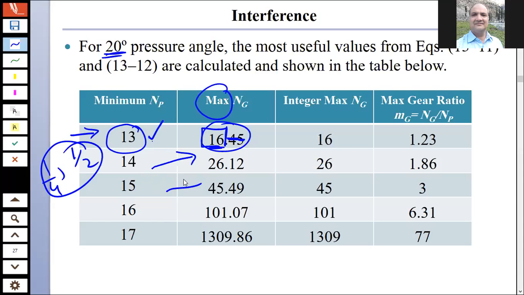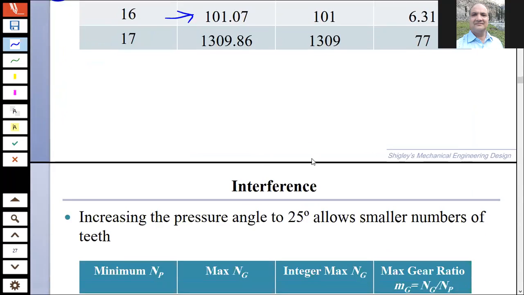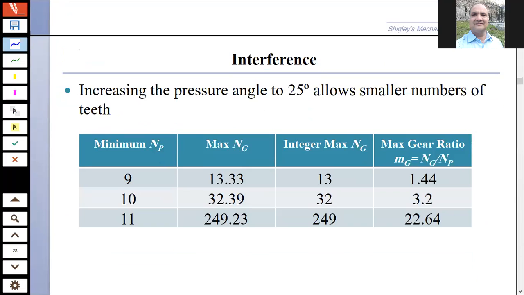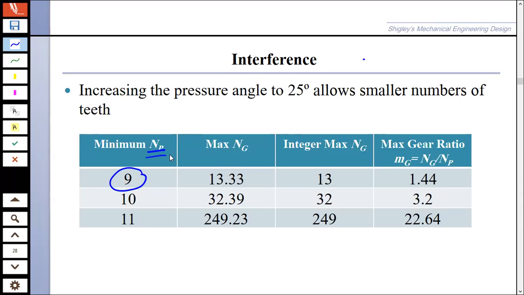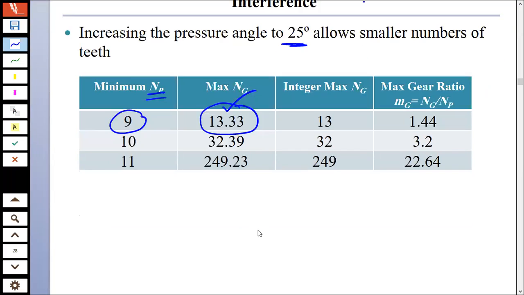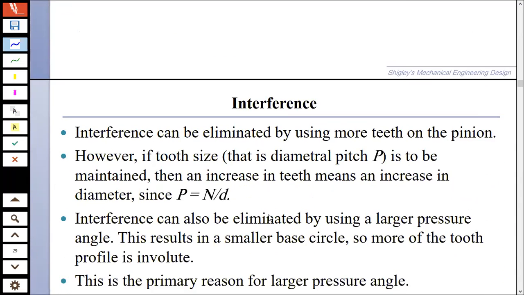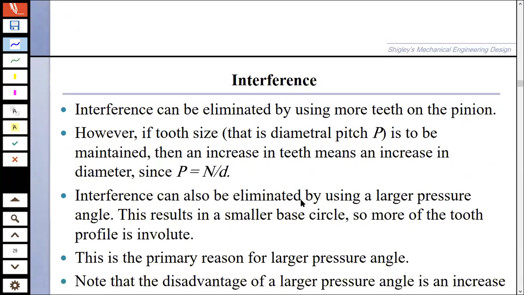And similarly, you can see over here how many teeth your gear should have. Now increasing the pressure angle, if you take a 25 degree pressure angle, then the number of teeth will decrease. See here, the number of teeth on the pinion is 9, and if you calculate using those formulas for taking phi equal to 25, 13.33 is the maximum. So basically it is 13. So remember some of these values, and when you are designing, you should remember these values for ready reference. Otherwise you can calculate.